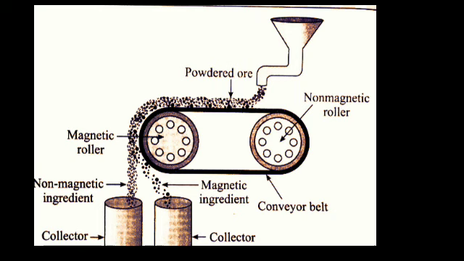The particles of the non-magnetic part in the ore are not attracted towards the magnetic roller. They are carried further along the belt and fall in the collector vessel placed away from the magnetic roller. At the same time, the particles of the magnetic ingredient of the ore stick to the magnetic roller. Therefore, they fall in the collector vessel near the magnetic roller. In this way, the magnetic and non-magnetic ingredients in the ore can be separated depending on their magnetic nature.